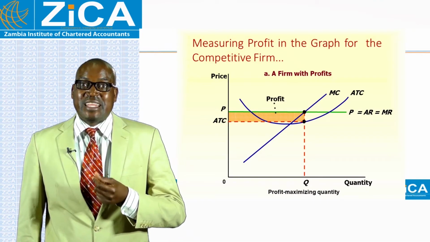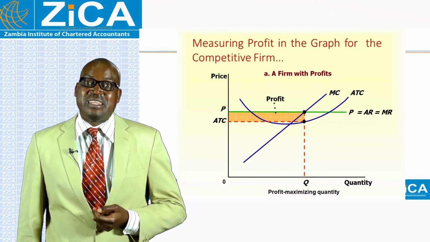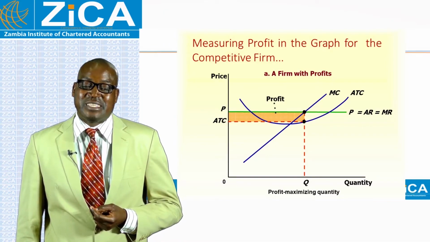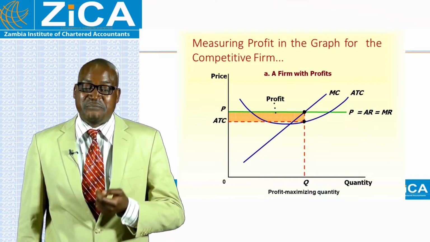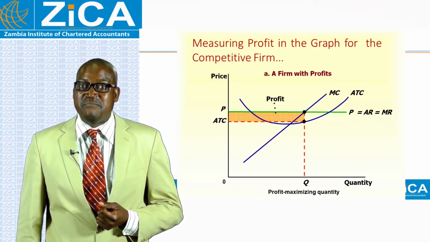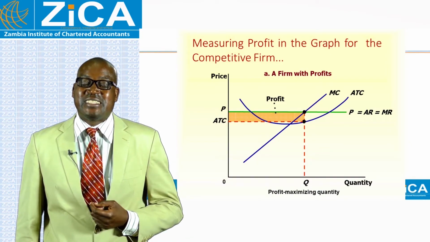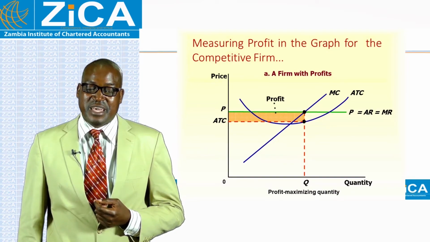It is also important that candidates understand what happens when the firm is minimizing losses, where that happens when the average total cost is above the marginal revenue curve. In other words, when it doesn't cross the marginal revenue curve.